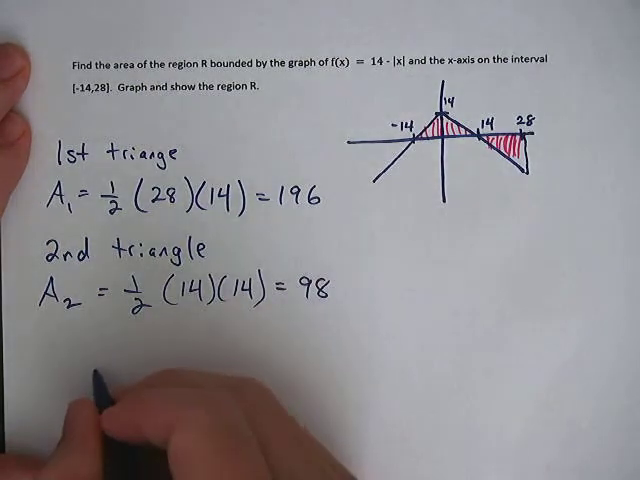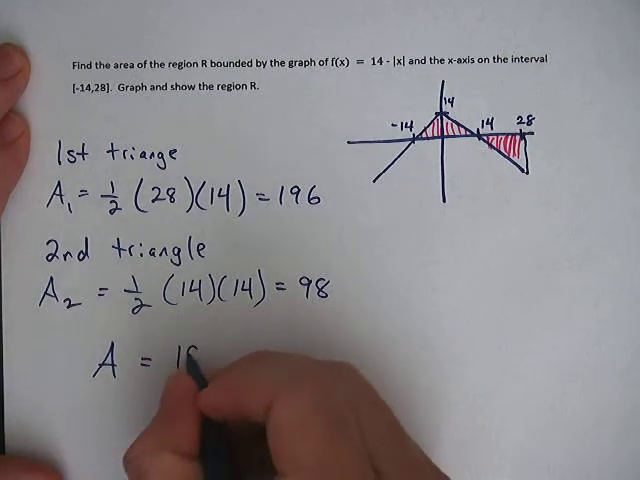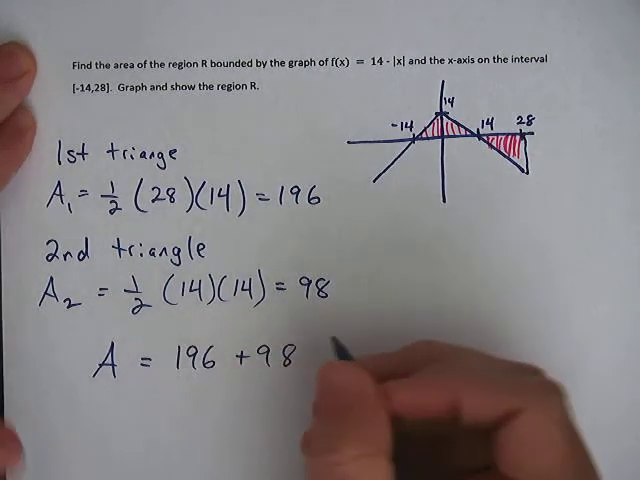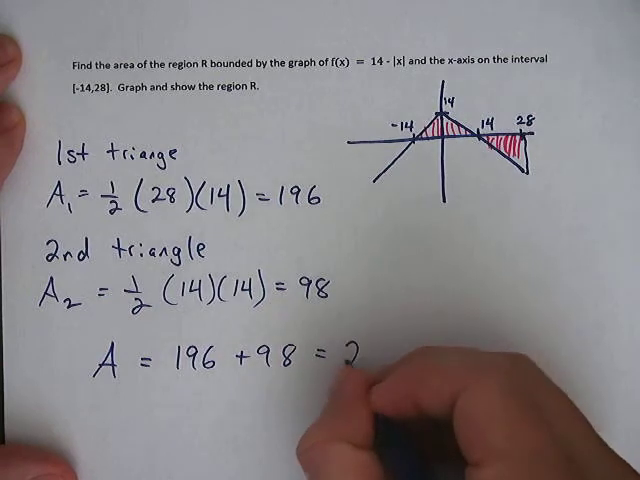Okay, to find the total region, we'll just call that A. 196 plus 98 equals 294.